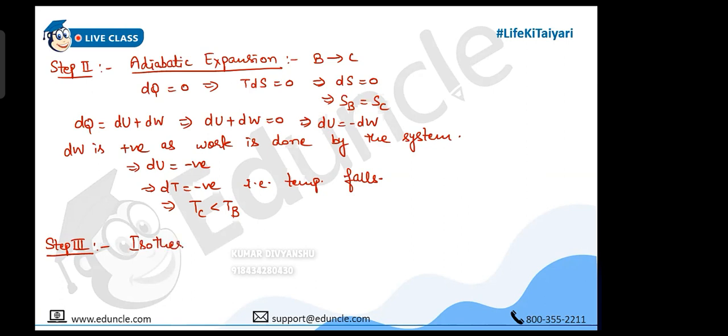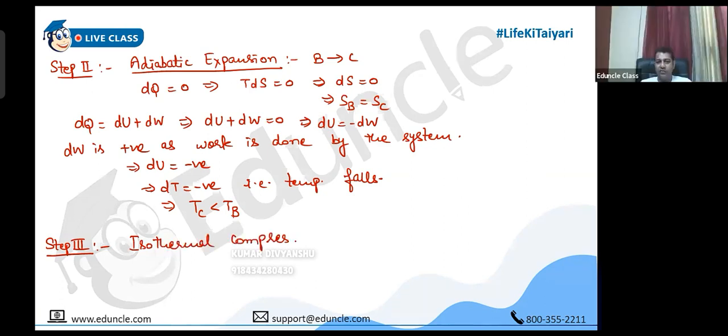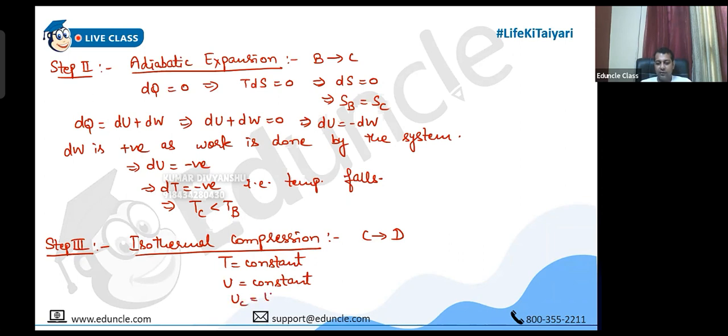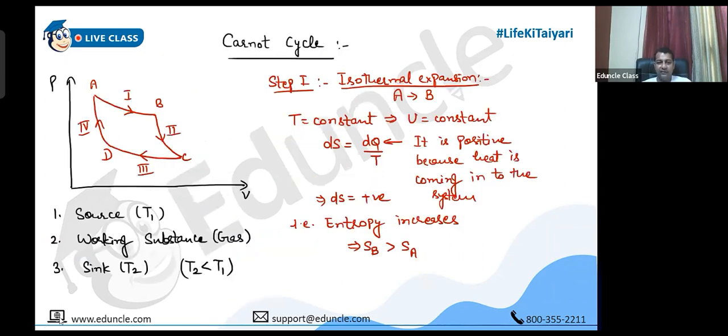Next one is isothermal compression. When you are going from C to D, volume is decreasing. So again, temperature will remain constant. Means dT is 0, so U is constant, meaning Uc equal to Ud. And dS will be dQ by T2 now. And here you can write dQ by T1, because initially the temperature is T1, and here it has become T2 at point C.